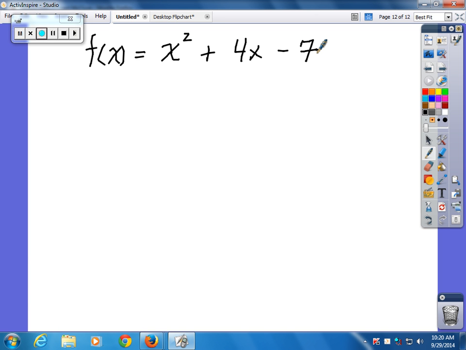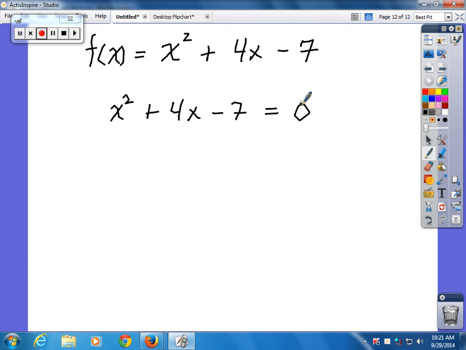So I'm going to find the x-intercepts, right? If I want to find the x-intercepts, what do I plug in for y? 0. So f of x is 0. So I'm going to say x squared plus 4x minus 7 is equal to 0. You're always going to set it equal to 0, because to get the x-intercept, you set y equal to 0. So the step before number 1 is make sure it's equal to 0.